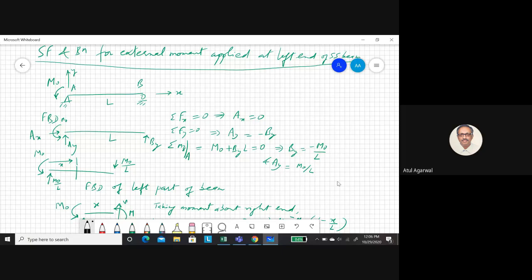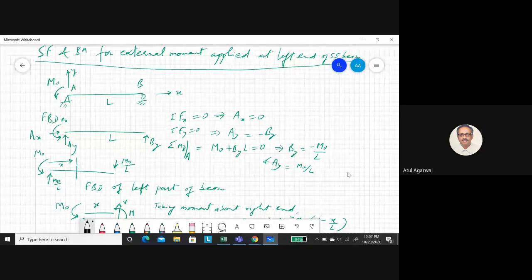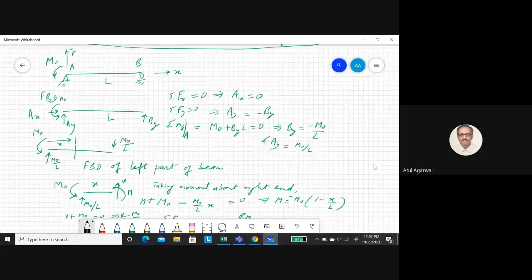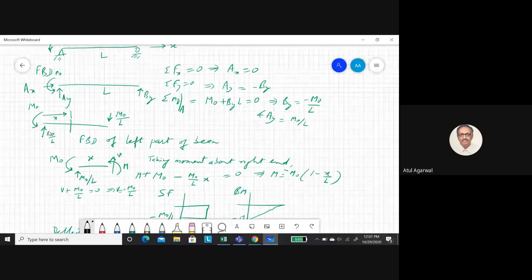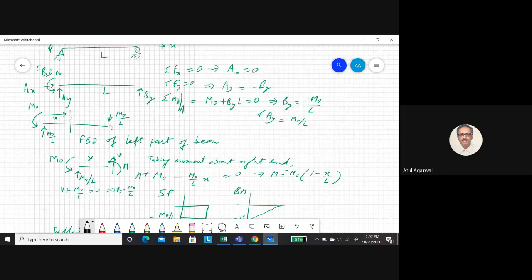Any problem in finding reactions? No, sir. I think you are fine with it. Yes. So now we have got the reactions. We show the reactions the way they are. M0 by L on the left face. By is vertically downwards, so we have shown it downwards.